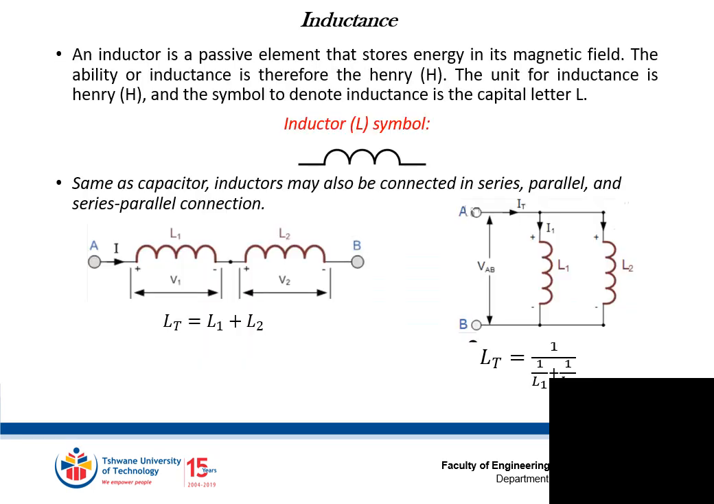An inductor is a passive element that stores energy in its magnetic field. The unit for inductance is the Henry, capital letter H, and the symbol to denote inductance is the capital letter L. Same as capacitors, inductors may also be connected in series, parallel, and in a series-parallel connection. When they are connected in series, to calculate the total inductance, you add, just like resistors, L1 plus L2 will give you the total inductance. When they are connected in parallel, you will calculate as we always do when we calculate the total resistance of a circuit.